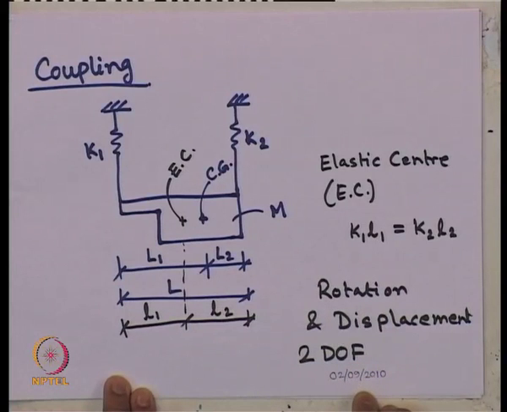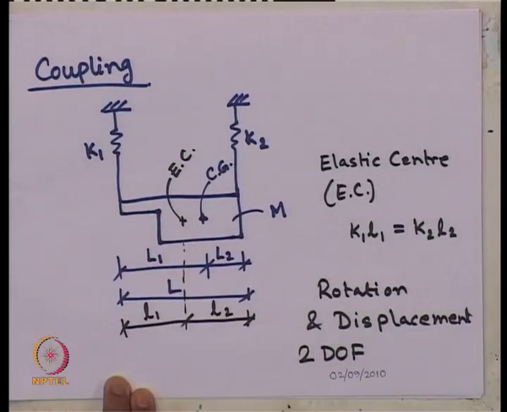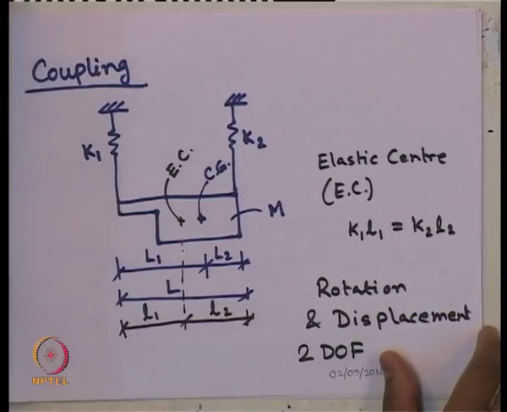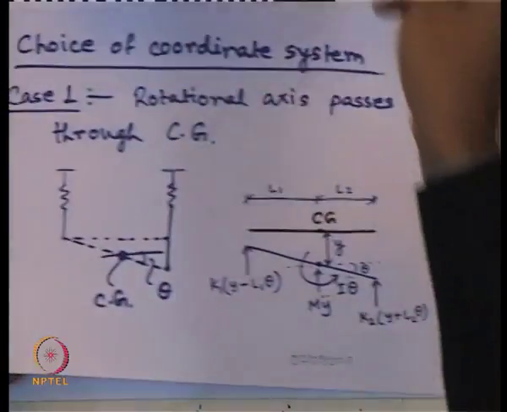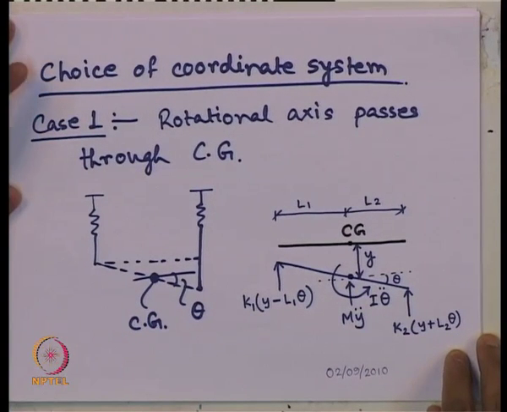And what are the degrees of freedom we had considered for this beam? Both vertical displacement and rotational displacement. And then we said, let us see what happens if we choose a different coordinate system for the rotation.